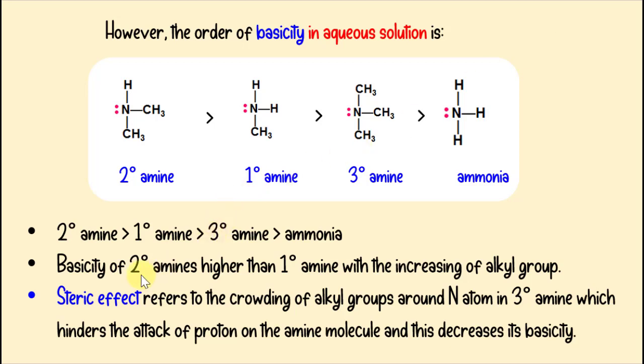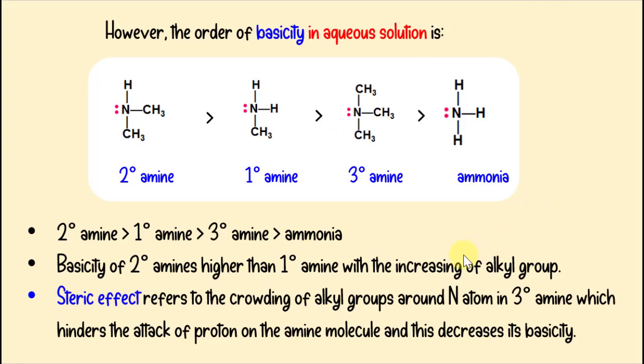So between secondary and primary amines, secondary amines is more basic due to the increasing number of alkyl groups. Since secondary amines has two alkyl groups while primary amines only has one alkyl group, as the number of alkyl groups increases, basicity also increases. But for the tertiary amines in the aqueous solution, the steric effect refers to the crowding of alkyl groups surrounding the nitrogen atom. So we have three alkyl groups on the nitrogen atom, which hinders the attack of the proton on the amine molecules, and it decreases its basicity.